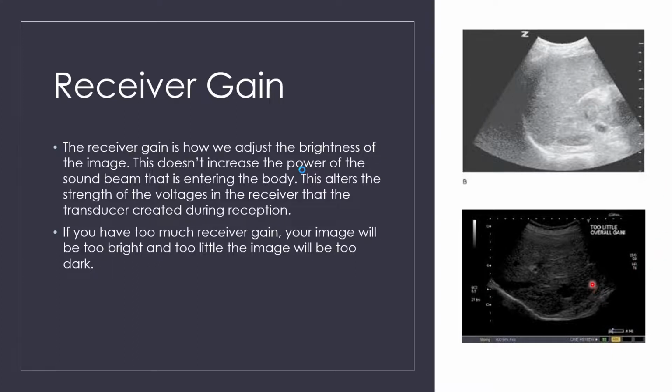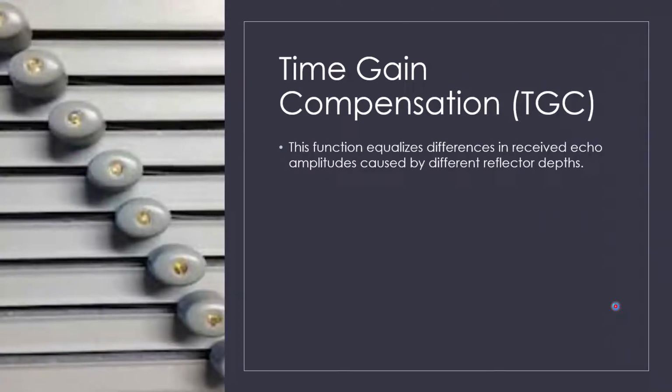Now again, this up here is an image of the spleen. This is an image of the liver. Now you're not going to be looking at these things, but these were good images to demonstrate receiver gain when it's too high and too low. Okay, so that is the first function that you will be learning about that occurs in the receiver.